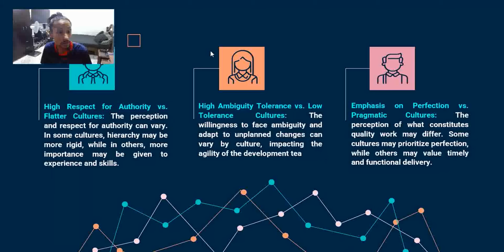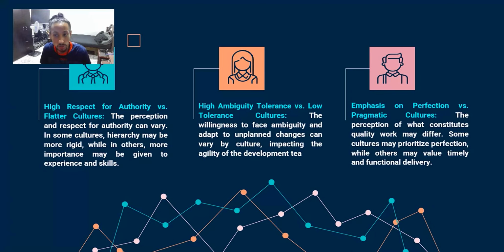The high respect for authority versus flatter cultures. The perception and respect for authority can vary. In some cultures, hierarchy may be more rigid, while in others, more importance might be given to experience and skills. The high ambiguity tolerance versus low tolerance cultures. The willingness to face ambiguity and adapt to change can vary by culture, impacting the agility of the development team.